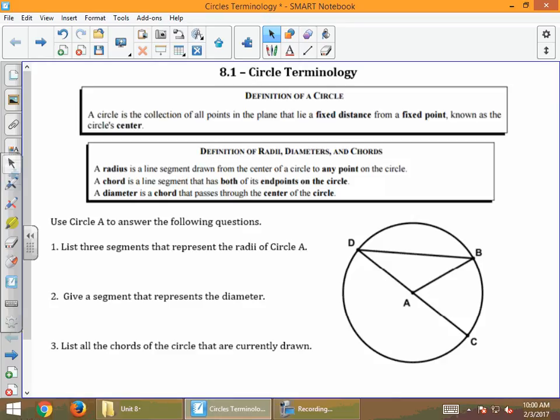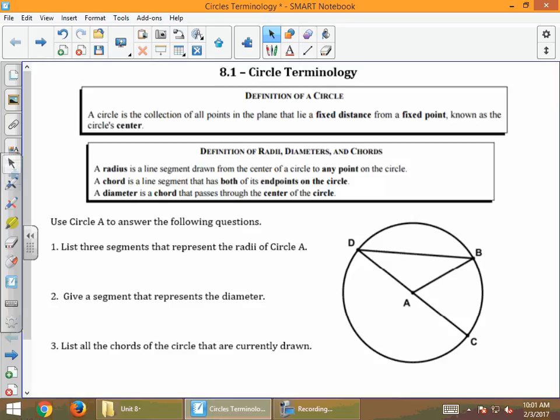A chord is a line segment that has both endpoints on the circle. So you start at one end of the circle, and you go to another end of the circle. Okay? A diameter is a chord because both endpoints are on the edge of the circle, except what's special about a diameter is that it passes through the center. That separates a diameter from an everyday chord. A diameter passes through the center, an everyday chord doesn't. Its endpoints are just on the edges.